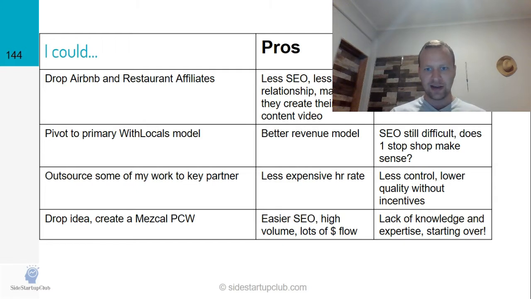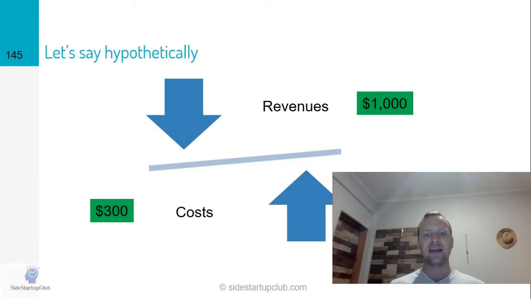Now hypothetically, if I do all those things and I do them with really high quality execution, let's say I get my revenues to $1,000 because I lost a little bit of revenue from the Airbnbs and restaurants, but I also increased the WithLocals side of things. And I get my costs all the way down to $300. I basically completely remove myself and the restaurants and Airbnbs from the equation, and now I'm down to $300.